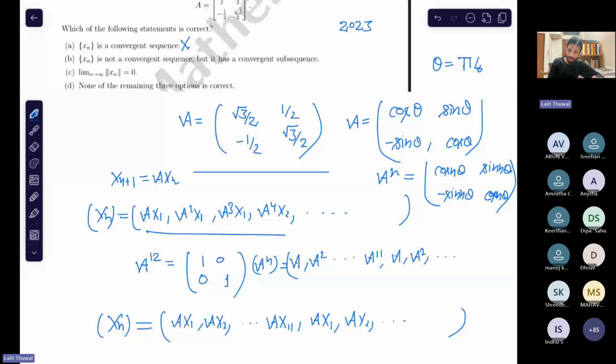So A is not true, right? A is not correct, so cut it. And C is also not true, right? It says that Xn is convergent and has limit 0.